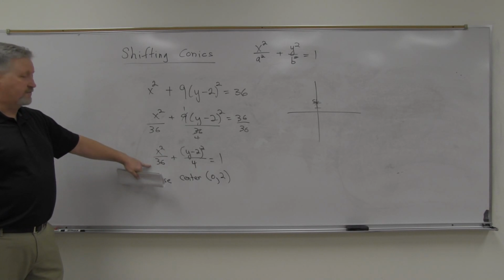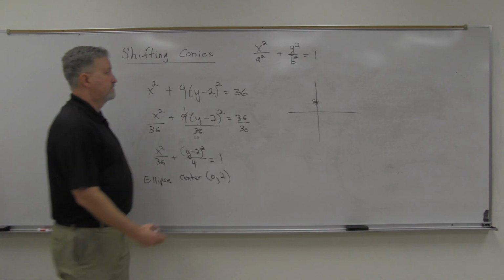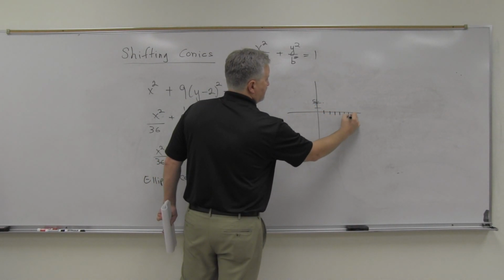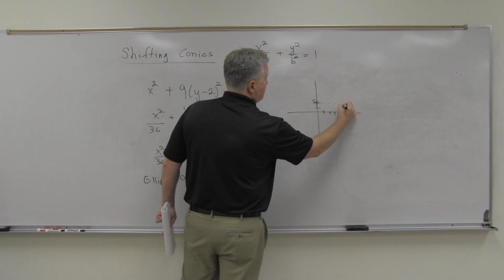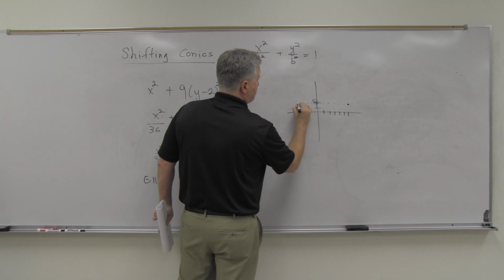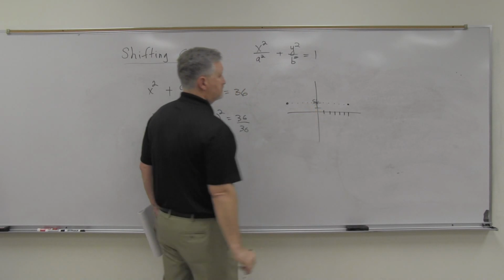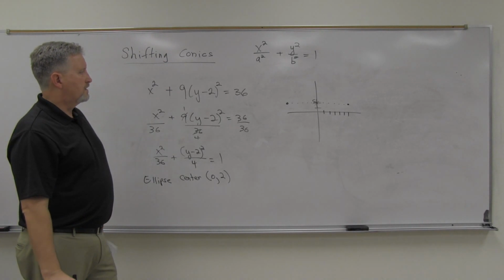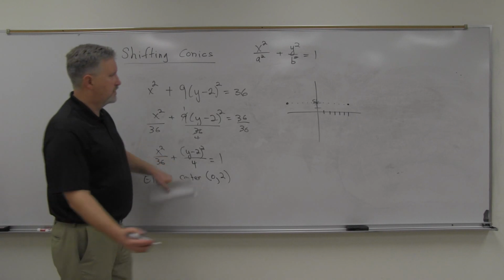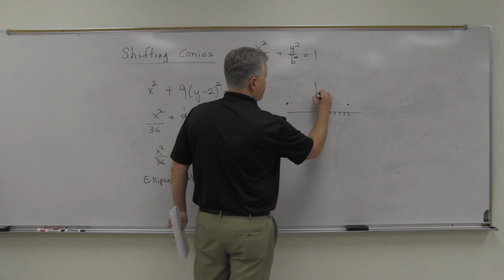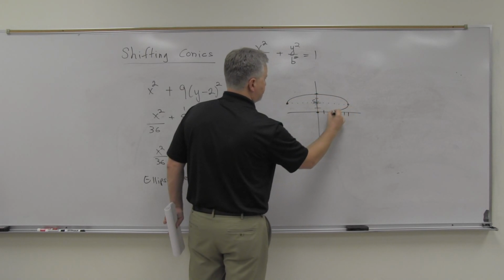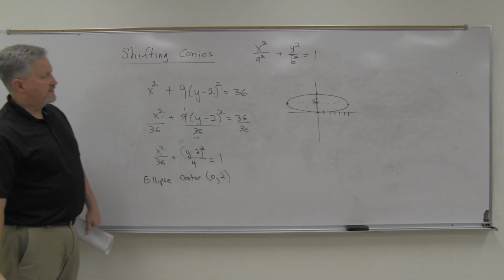I've got x squared over 36, so I go out in the x direction 6 backwards and forwards: 1, 2, 3, 4, 5, 6, and then 1, 2, 3, 4, 5, 6 in the other direction to the left. Then in the y direction, the square root of 4, 2 units up and down. So we've got this nice little elongated ellipse there.